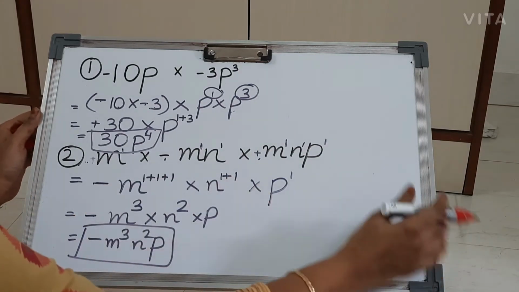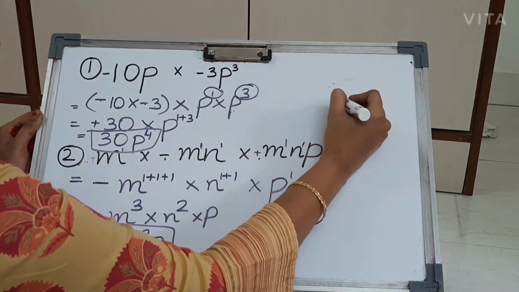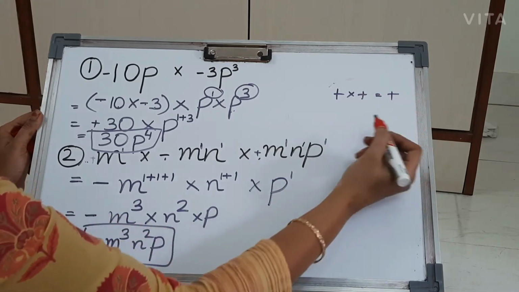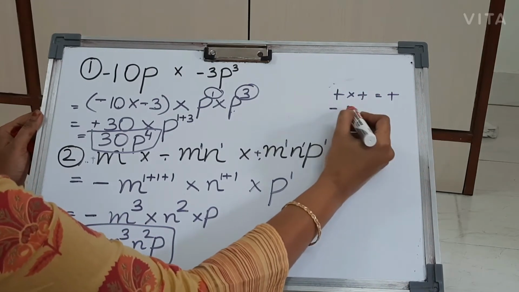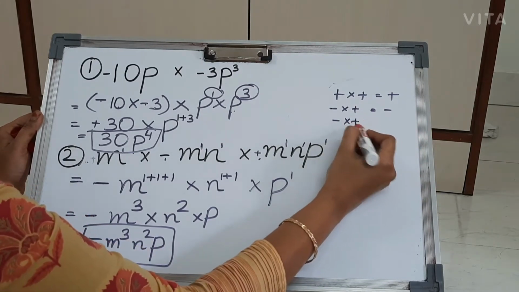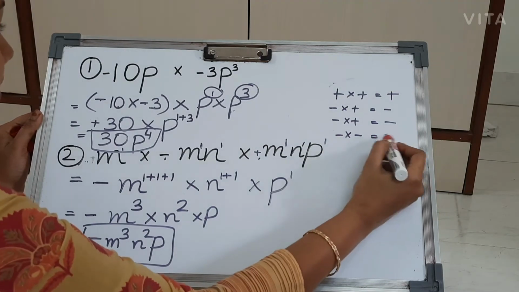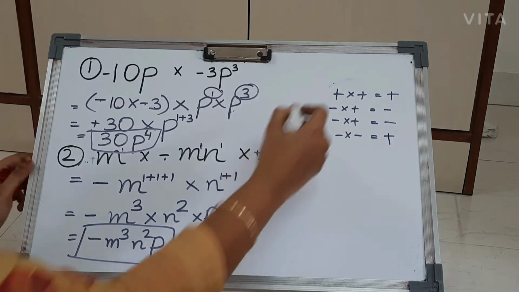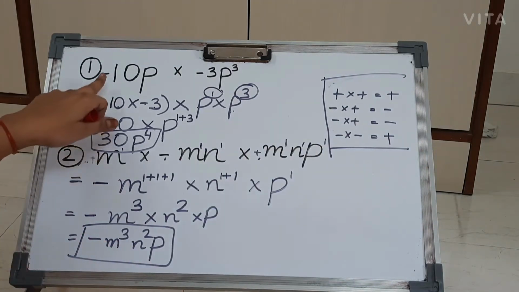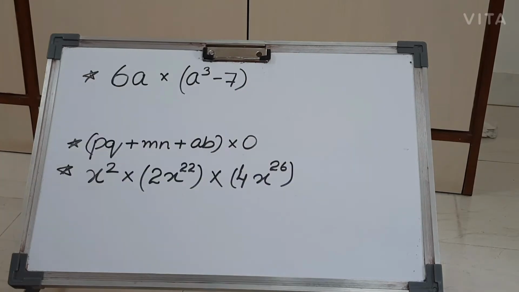Here I would like to explain once more. Plus into plus is plus, for the sign. Minus into plus is minus. Minus into plus is always minus. And minus multiplied with minus is always positive. So this also we have to remember, like how here minus into minus is plus. Now coming towards the next type of question.